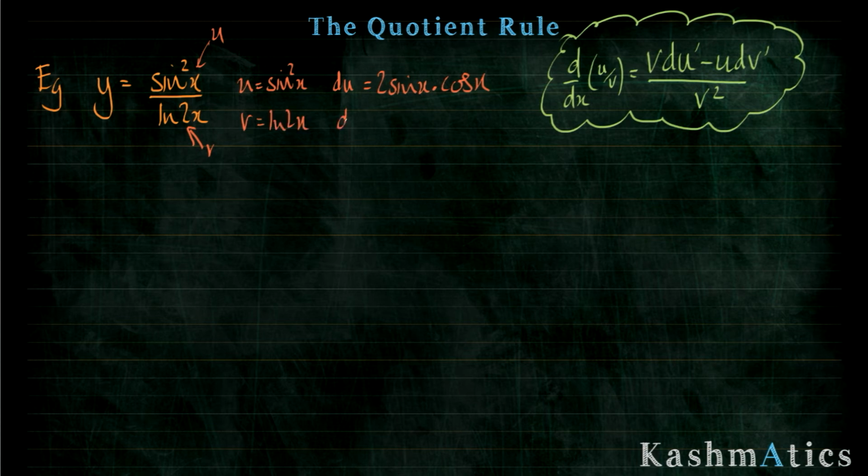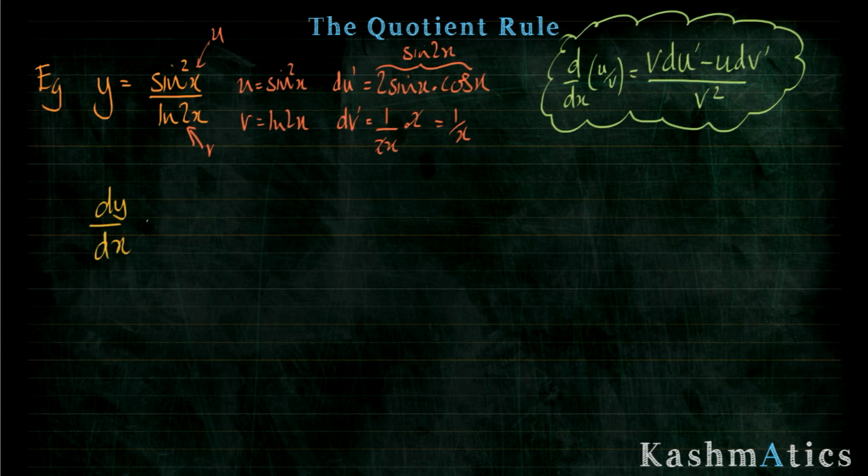And v is equal to ln of 2x. So dv would equal 1 over 2x multiplied by the derivative of 2x, which is 2. So those cancel each other out and leaves me with 1 over x. Now if you wanted to, you could also write this using sine 2x, using the identity sine 2x equals 2 sine x cos x. If you know that identity, you could write it slightly differently. Right, okay, let's put it all together then.